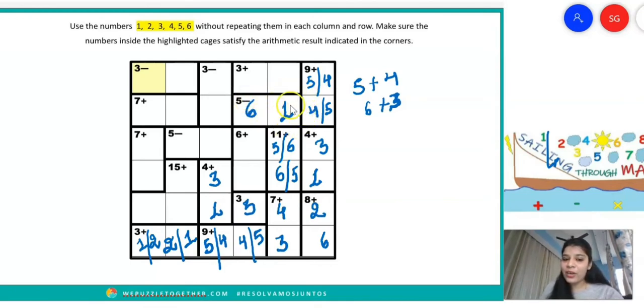Now number 1 is already used, 4 and 3 are already used, 5 and 6 are already used. So can I say in this block the number which is going to come here is going to be equal to 2. And if 2 has come here, what I have to add in 2 to give my result as 3? I have to add 1 in 2 to give my result as 3. So 1 is going to come here. Now see, 1, 2, 6, 1. All of these are filled now.